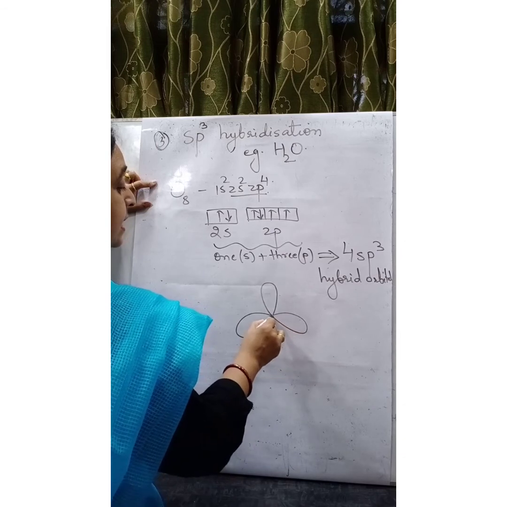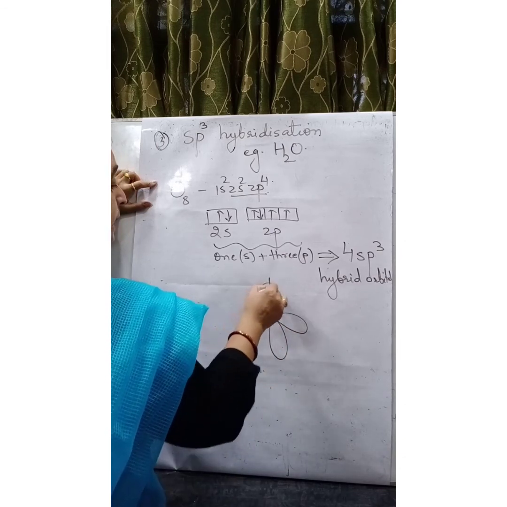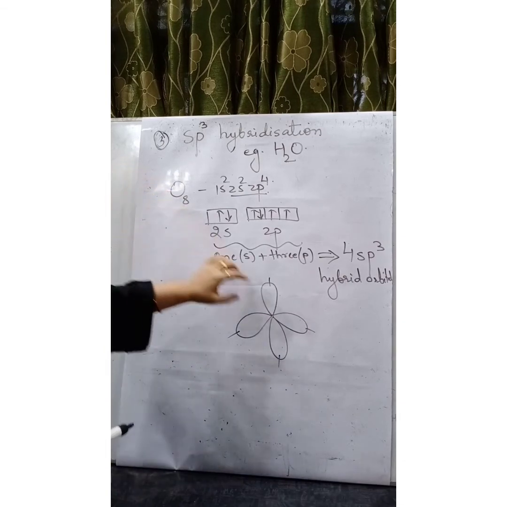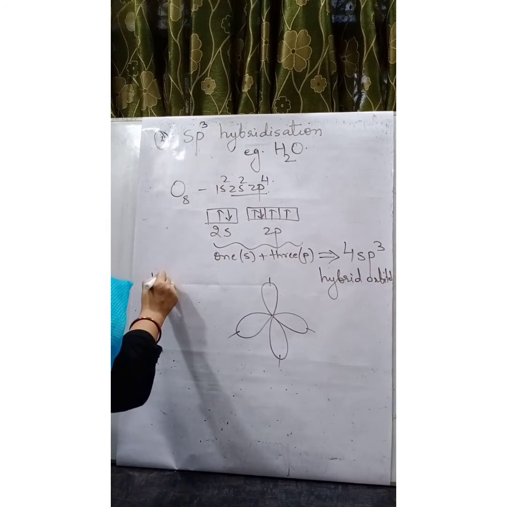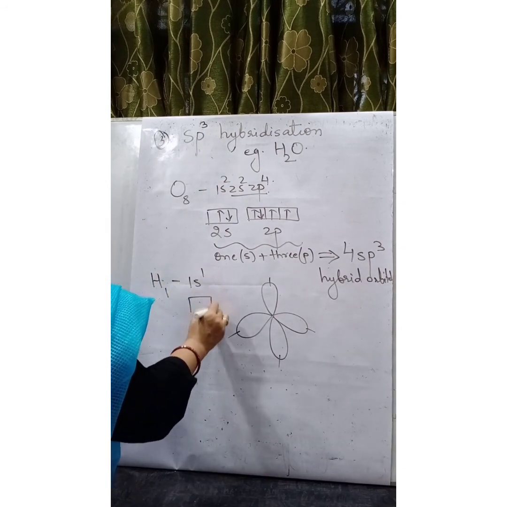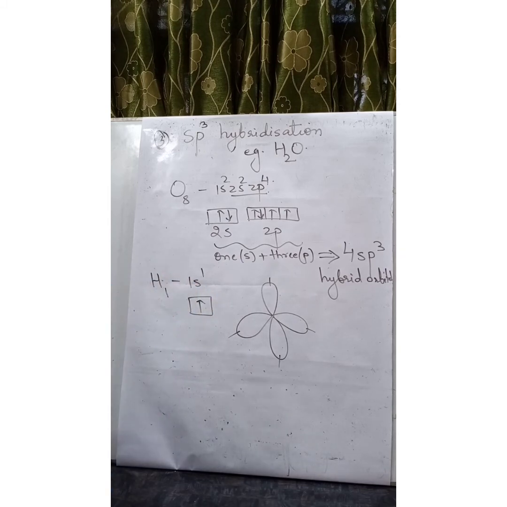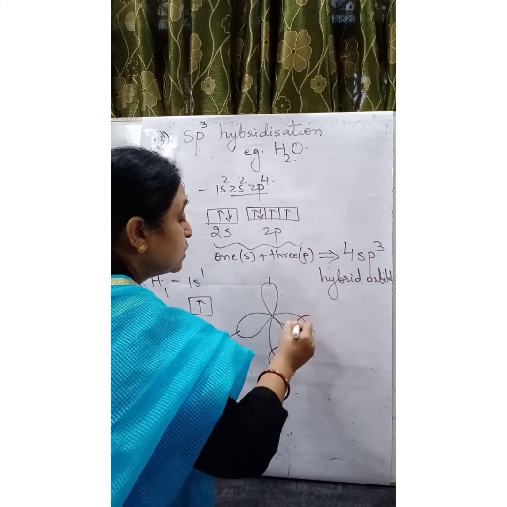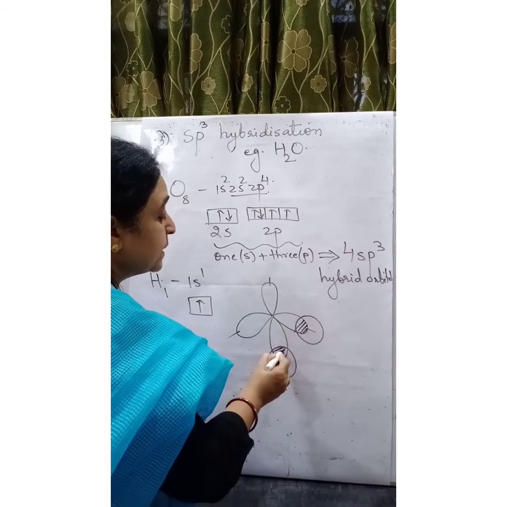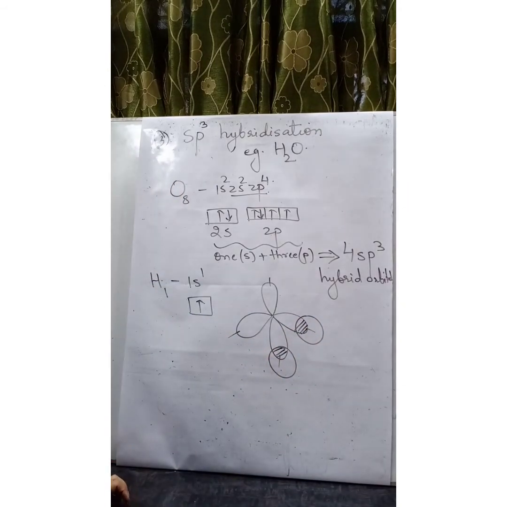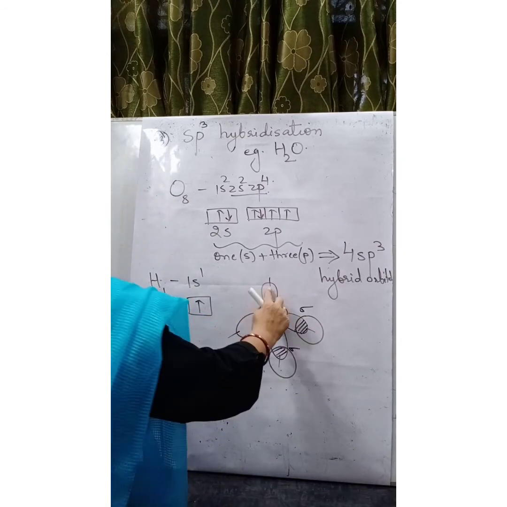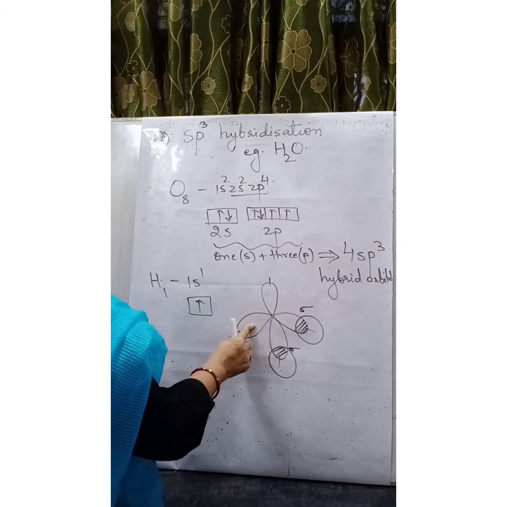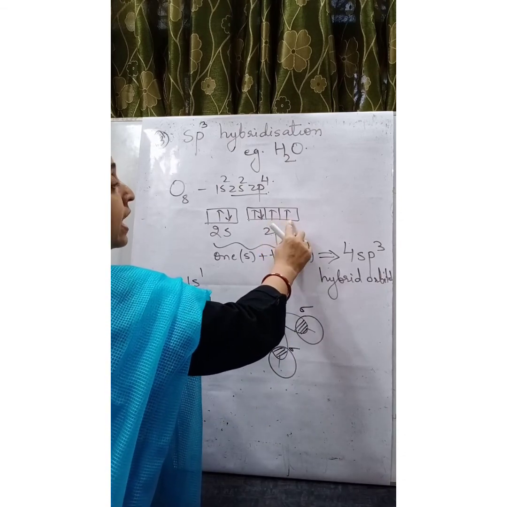This is the sp3 hybrid orbital with 109.5 degree as bond angle. Now it is bonded with hydrogen, 2 hydrogen. So these 2 sp3 hybrid orbitals are overlapped with the atomic orbital of hydrogen, resulting in the formation of OH sigma bond. 2 sp3 hybrid orbitals are vacant. So these two are bonded with hydrogen.